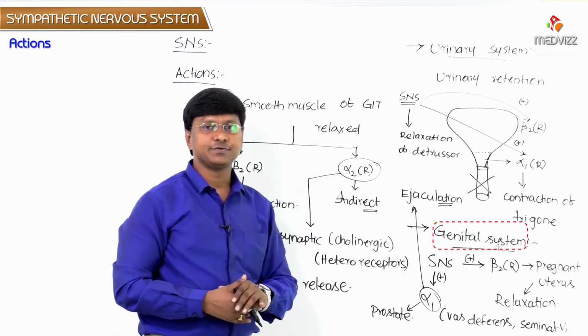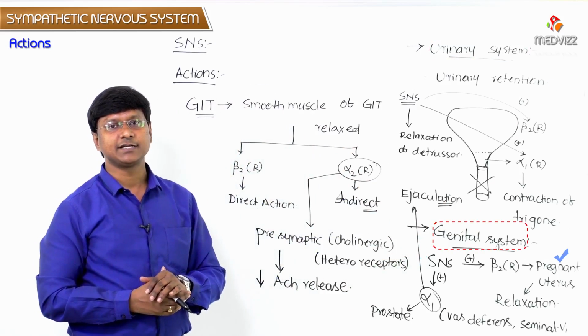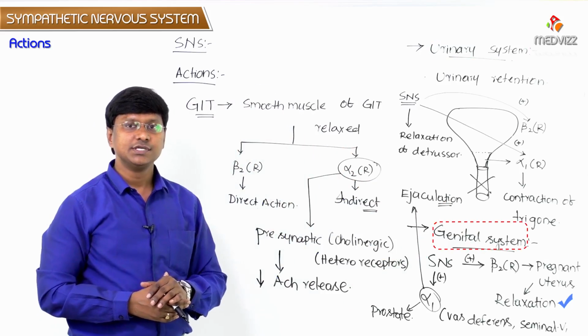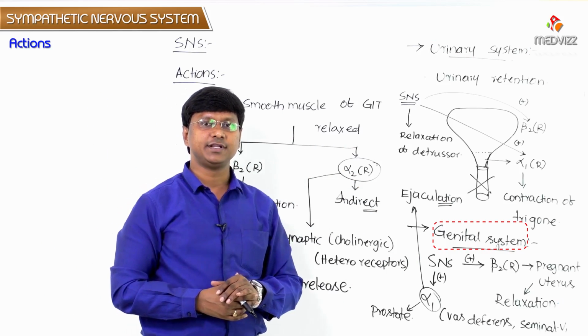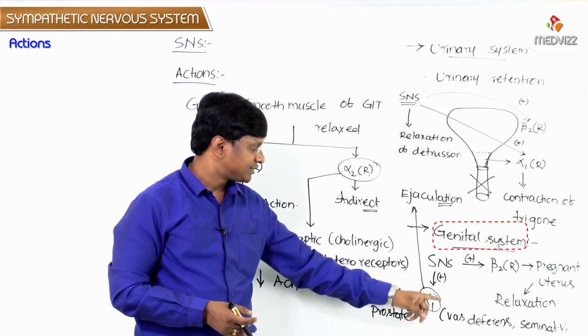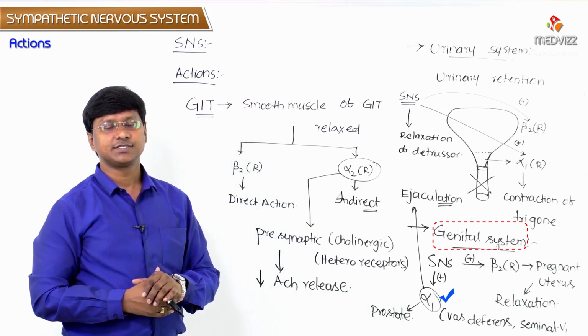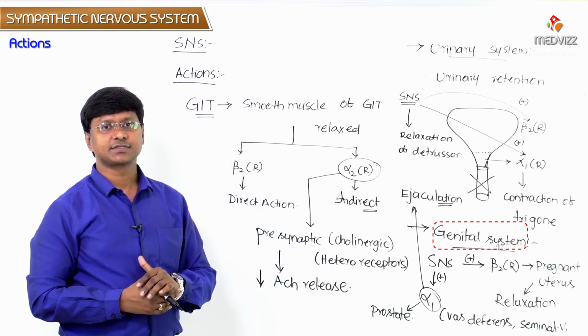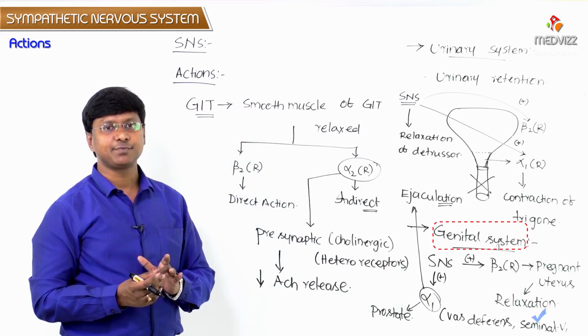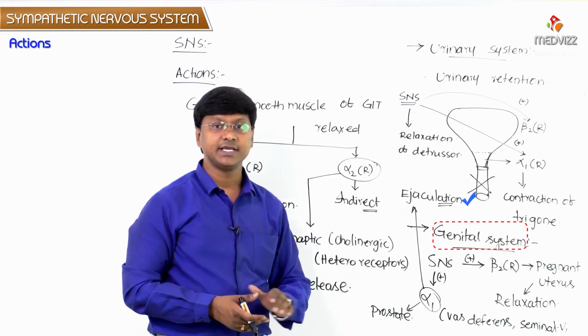On the genital system, the sympathetic nervous system acts on the pregnant uterus and causes relaxation of the pregnant uterus by stimulating the beta 2 receptors. Next, on the alpha 1 receptors, the activation of the alpha 1 receptors in the vas deferens, seminal vesicles and prostate will facilitate the ejaculation.